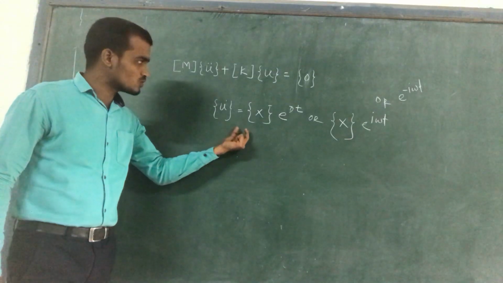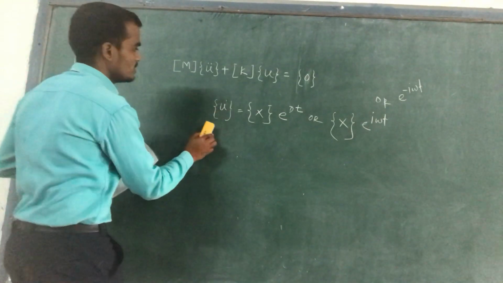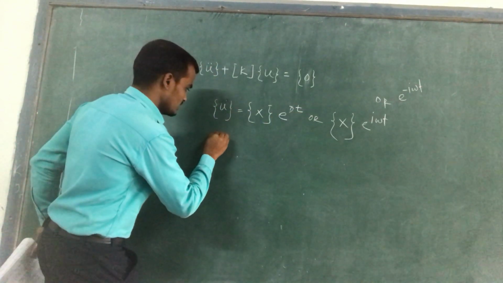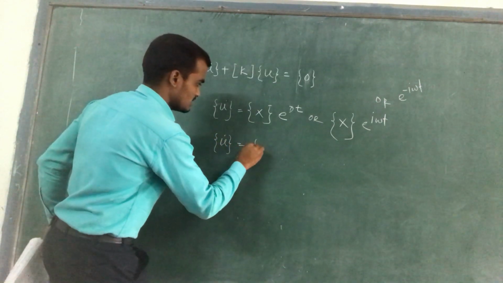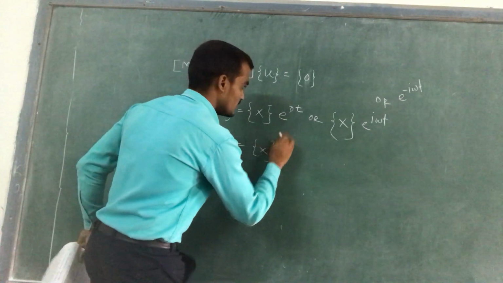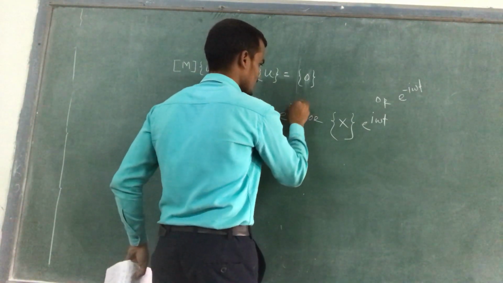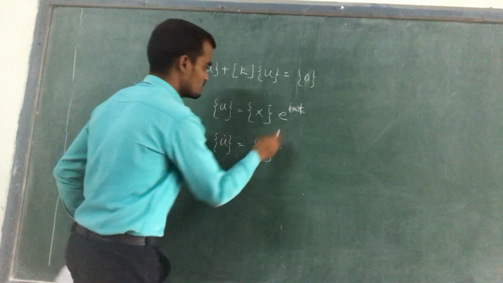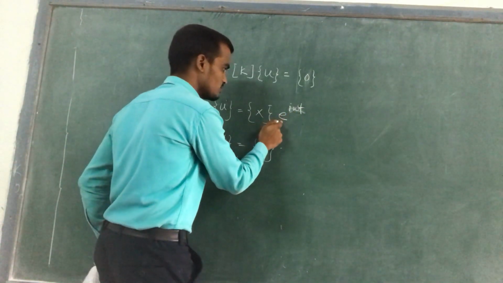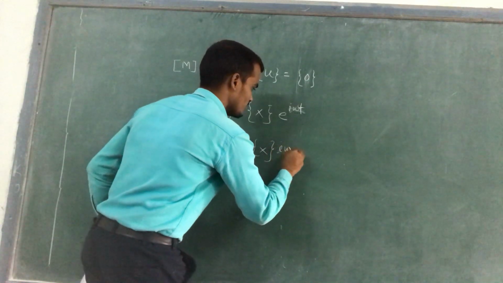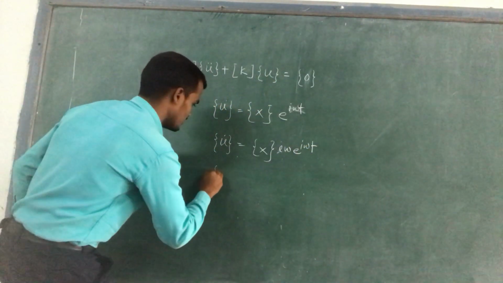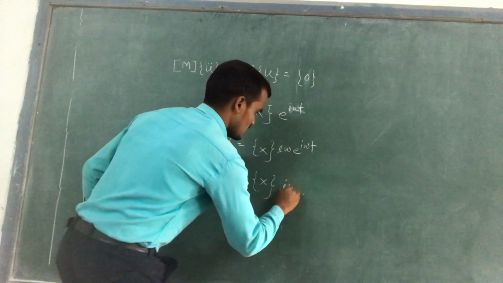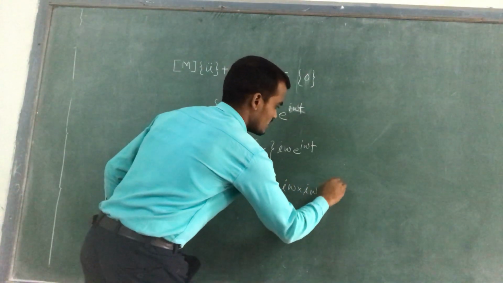So by putting this solution into the equation, if we put x into e raised to power lambda t instead of u, then we will get u dot as x times, instead of lambda t, i omega. We need to take the first derivative with respect to t, so this becomes i omega e raised to power i omega t, and for the double derivative, u double dot becomes x times i omega into i omega e raised to power i omega t.